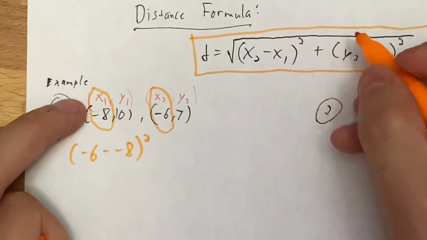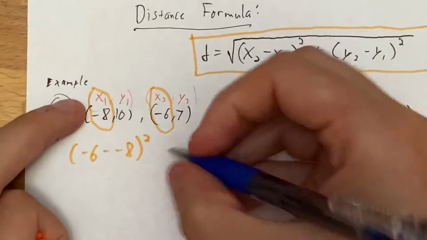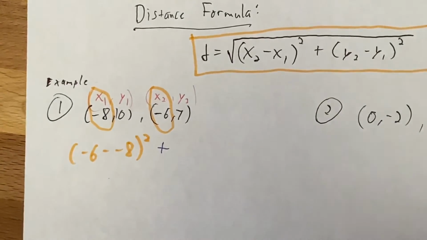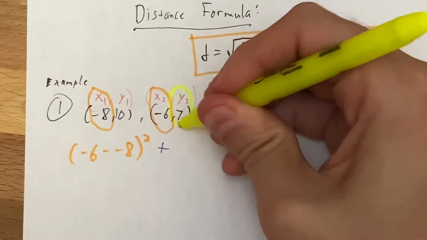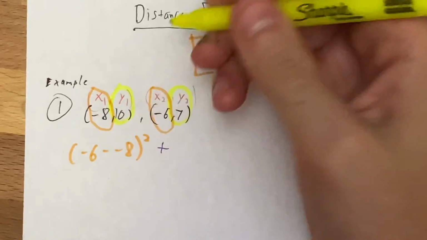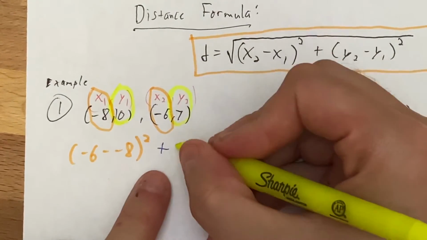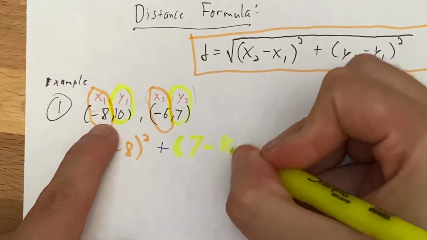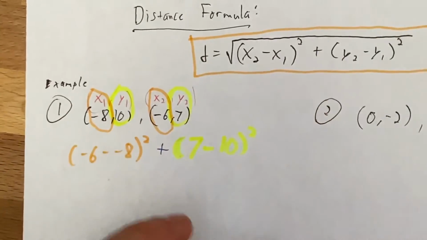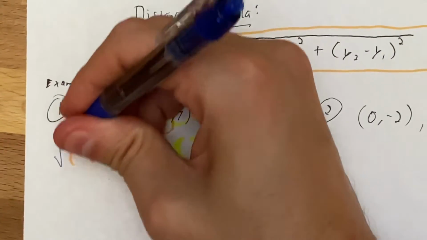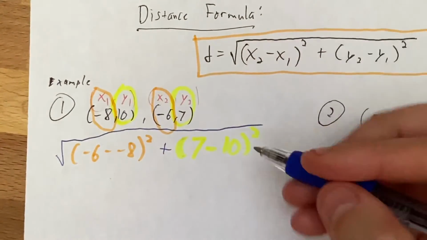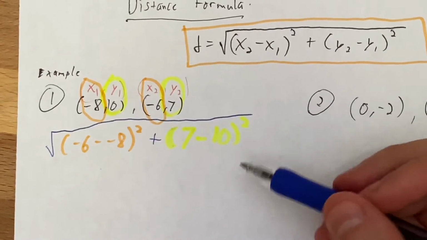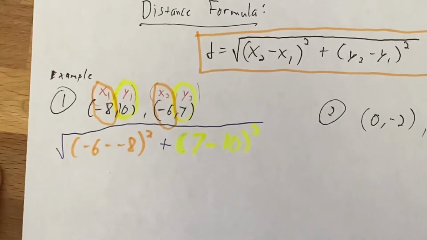squared. And then plus, and then it's the y's being subtracted. y2 minus y1. Or in this case, 7 minus 10 squared. And the whole thing is being square rooted. I always do the square root last just because I never know how long to draw it until I've actually drawn it. So there you go.